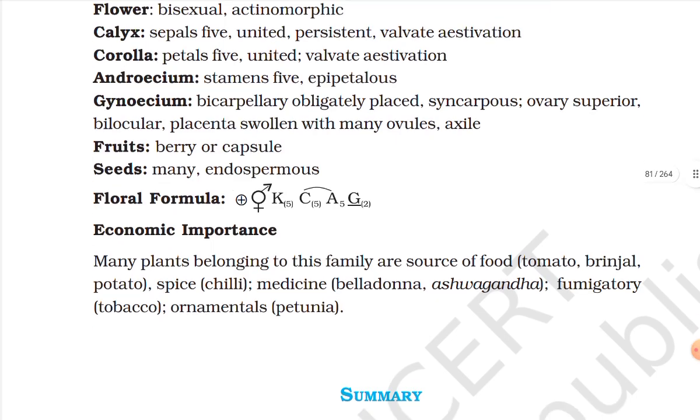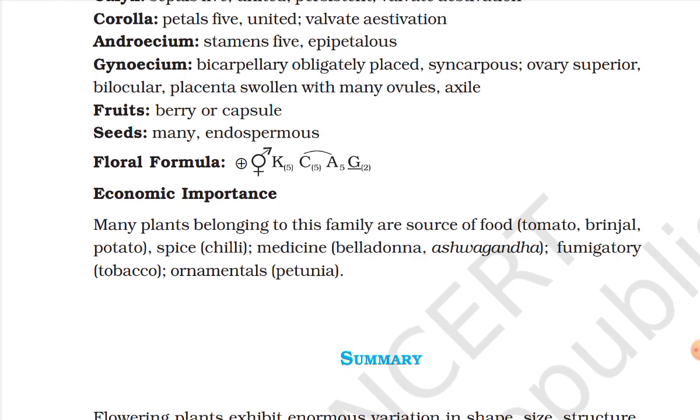Economic importance. Many plants belonging to this family are source of food: tomato, brinjal, potato; spice: chili; medicine: belladonna, ashwagandha; fumigatory: tobacco; ornamentals: petunia.